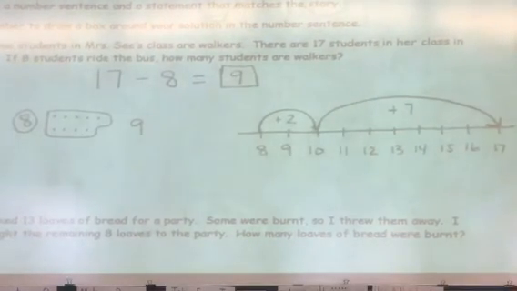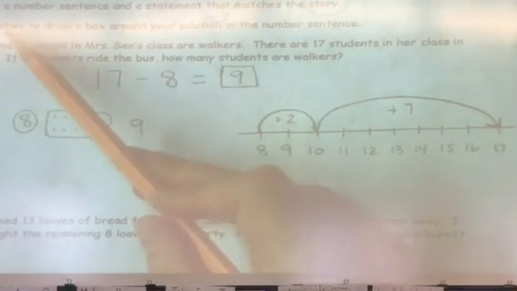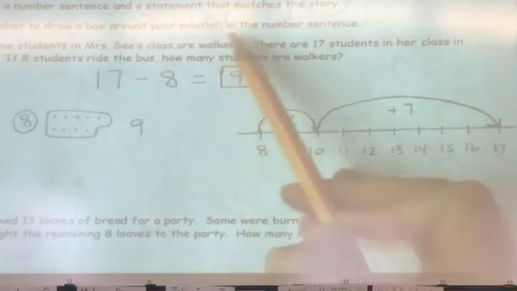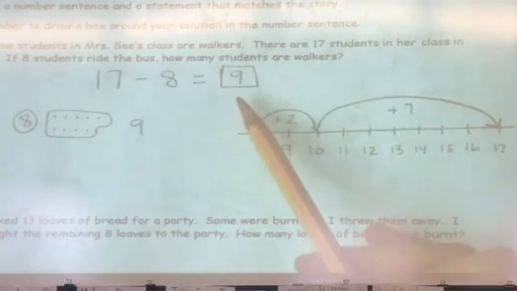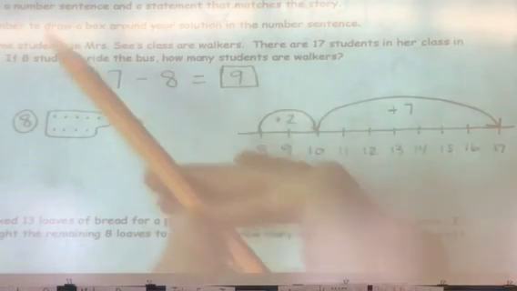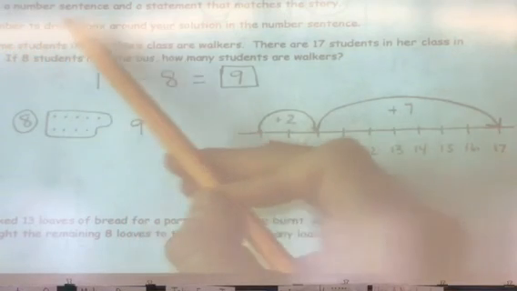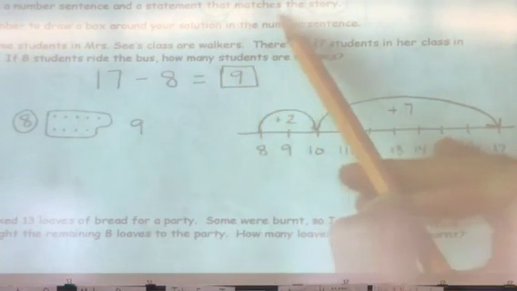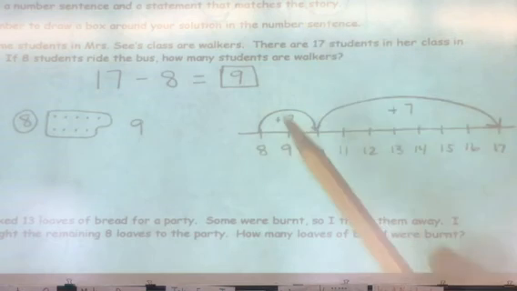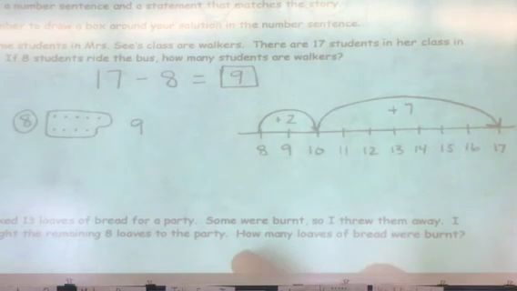Now, I have to go back to the directions here. It said, remember to draw a box around your solution in the number sentence. Did I do that? Yes. Now, wait a minute. Let me go back up here. Write a number sentence and a statement that matches the story. Do I have a statement here? No, I need to have a statement.